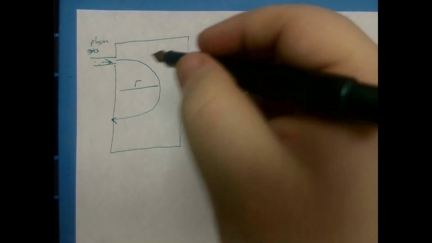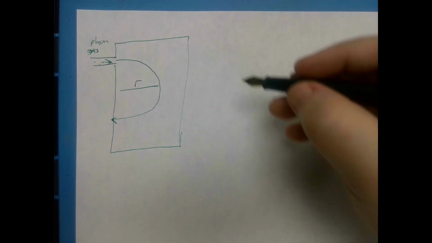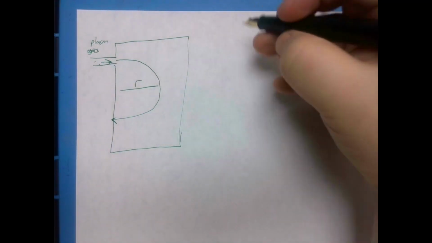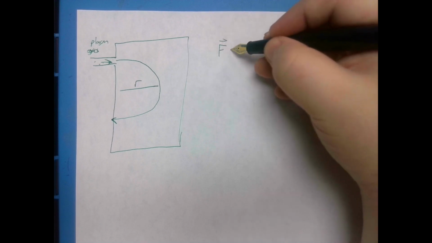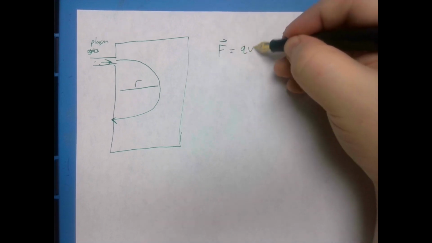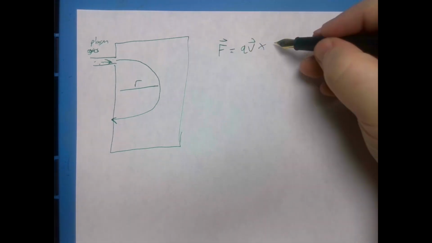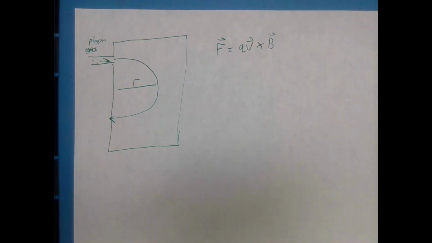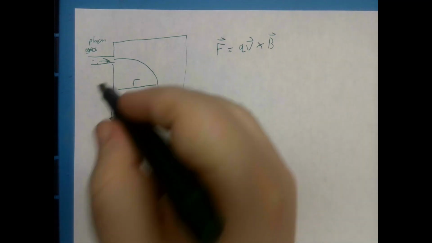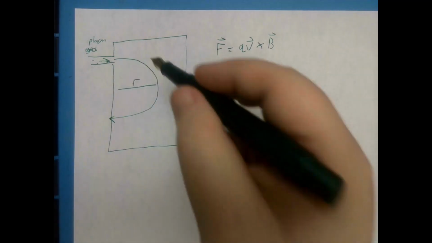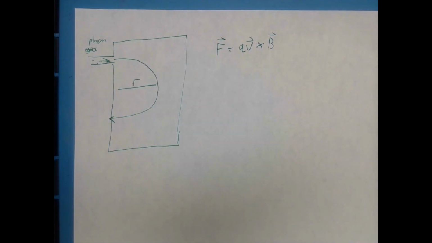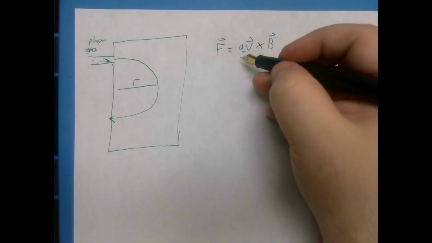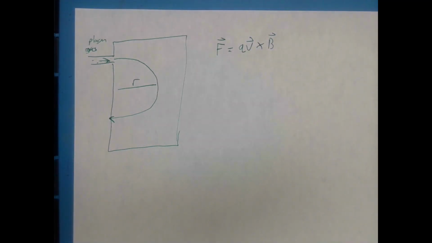How big is the radius of the circle? What does it all depend on? So it depends on the force. The force is equal to the velocity cross product with the strength of the magnetic field. So it depends on the strength of the magnetic field. It depends on the velocity of the particles. And most importantly, it depends on the charge of the particles.